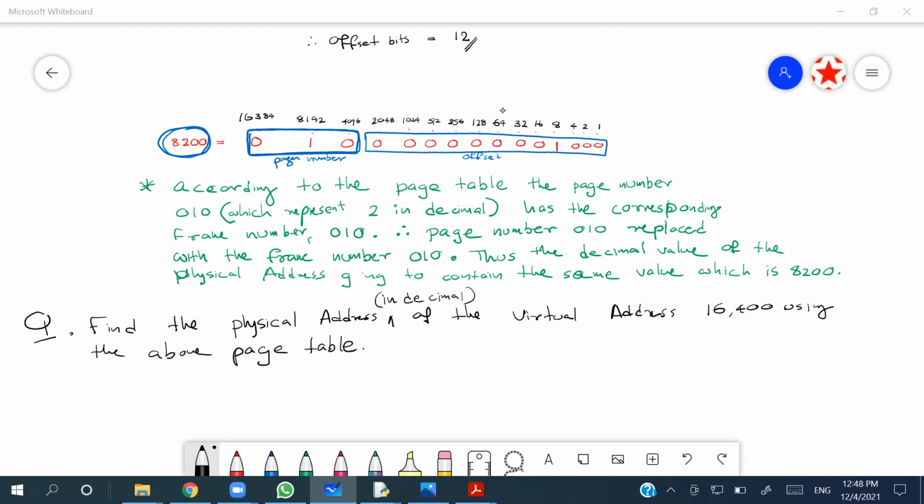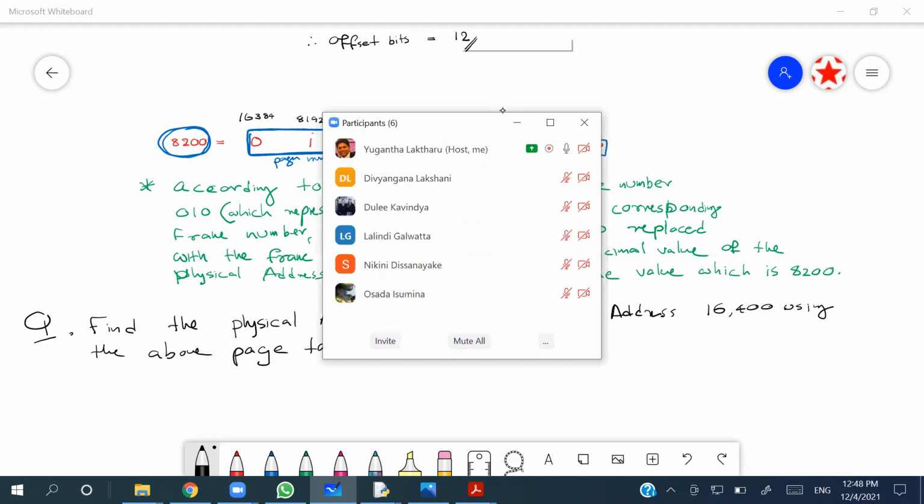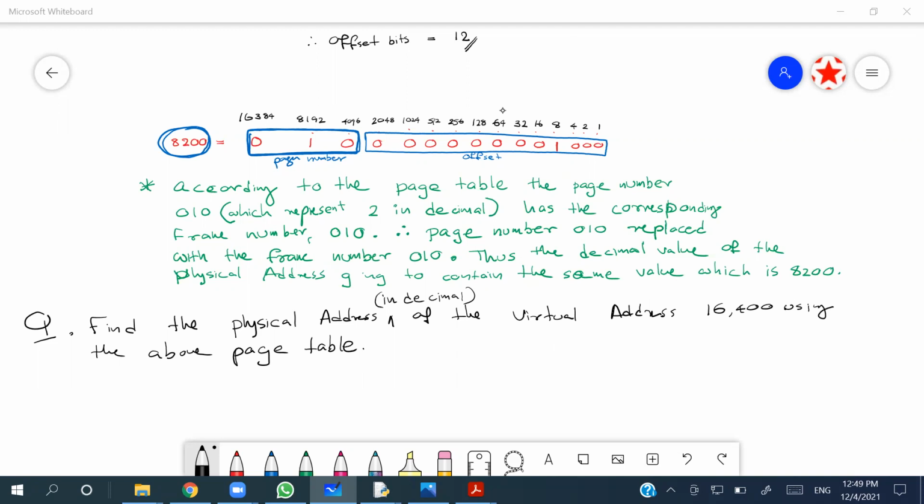Others? What are the answers? Yes, Nikini, Duli, Divyangana. How is that? If it is still not getting with you, just tell me. I'll brief again.